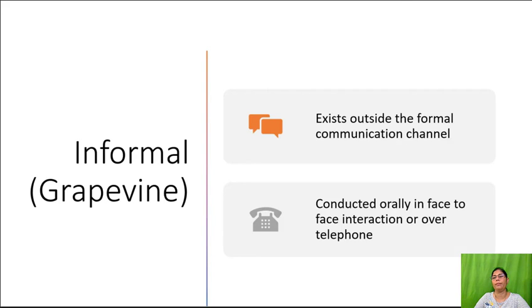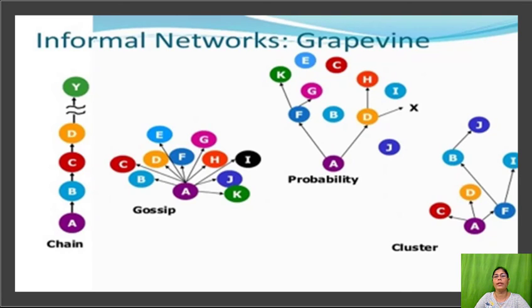Informal or grapevine. It circulates around the affairs of the organization and the people in it. It may be about the happenings in the company or about the social related things like exchanging personal information, gossips and rumors. Now let us see some of the informal networks.